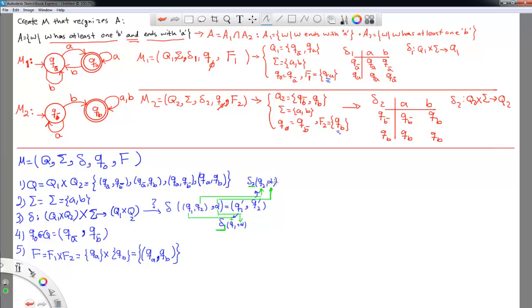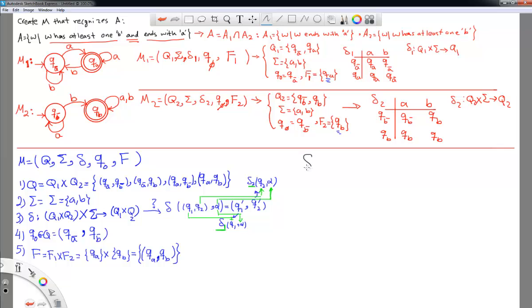Okay, this is how you simulate your computation. The delta basically takes a pair of states and a symbol and generates a pair of states. The first in the generated pair is from delta 1 and the first of the input pair. The second of the generated pair is going to be the delta 2 of the second from the input pair. So how are we going to write this now? This is actually fairly easy.